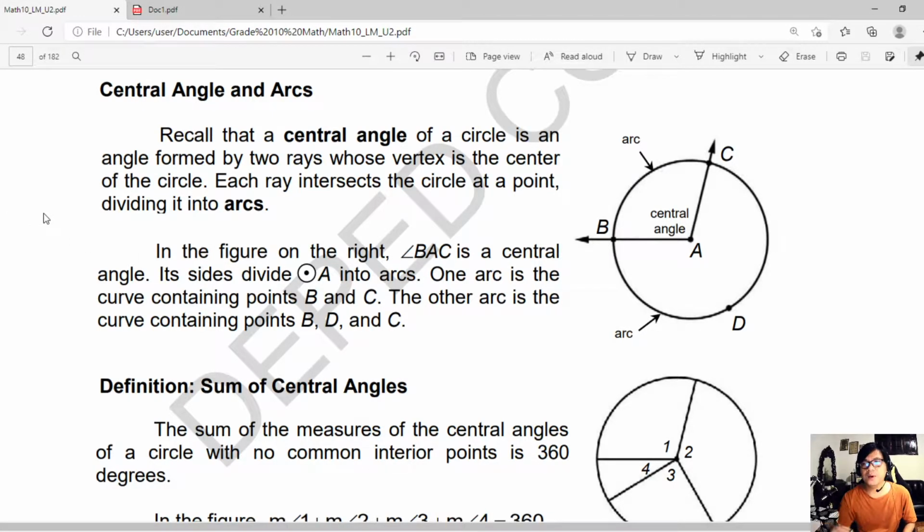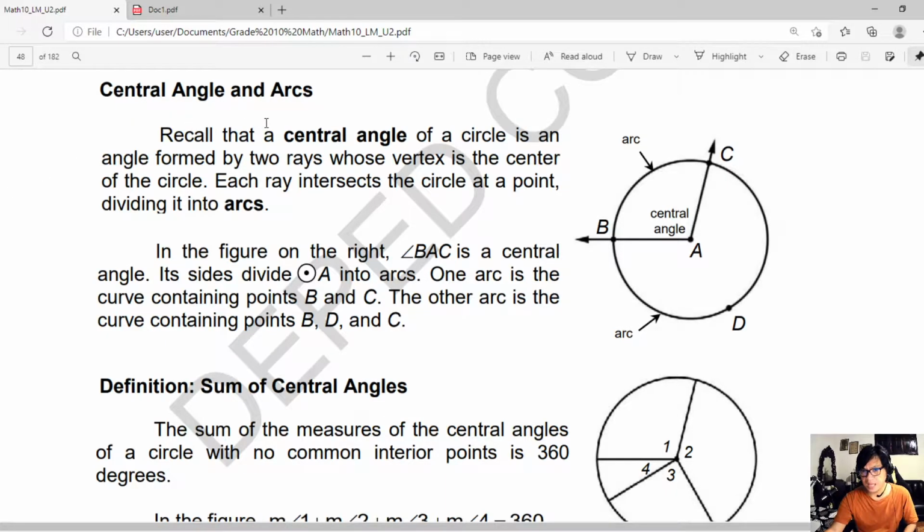Good day everyone, welcome to our new video lesson. In another video lesson, we discussed circles and the terms related to circles. Now for this video, we're going to discuss the central angle and arcs.